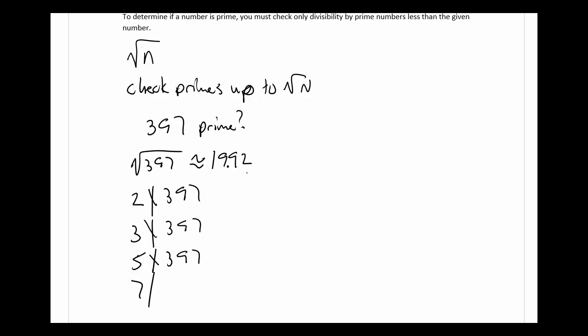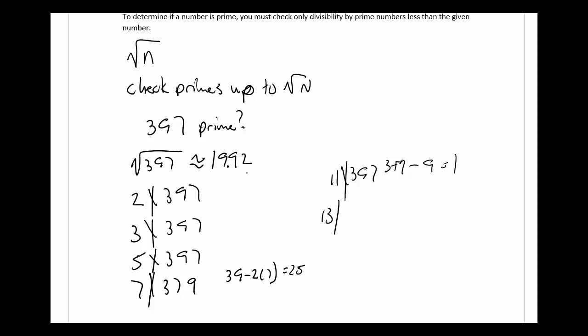Now 7. The 7 rule says take the last digit and double it. This one might be worth writing out. So 39 minus 2 times 7, so 39 minus 14, and I get 25. I know 7 does not go into 25, so I know 7 does not go into 397. Next, 8, 9, and 10 are composite. Then 11. For 11, take the alternating digits, so 3 and 7 minus the 9, so I get 10 minus 9, which is 1. So 11 does not go in. 12 is composite. Then 13.